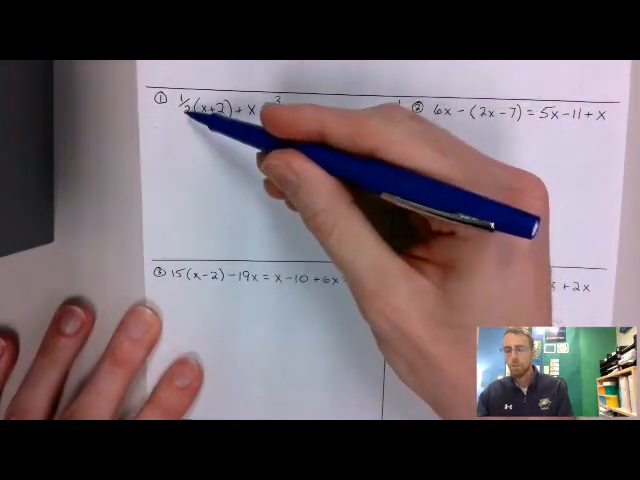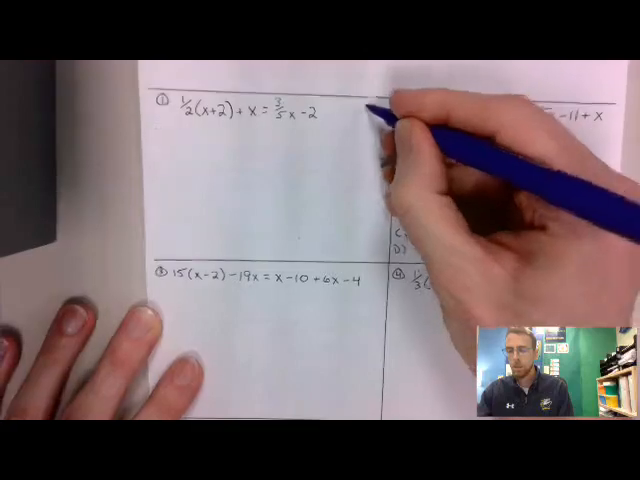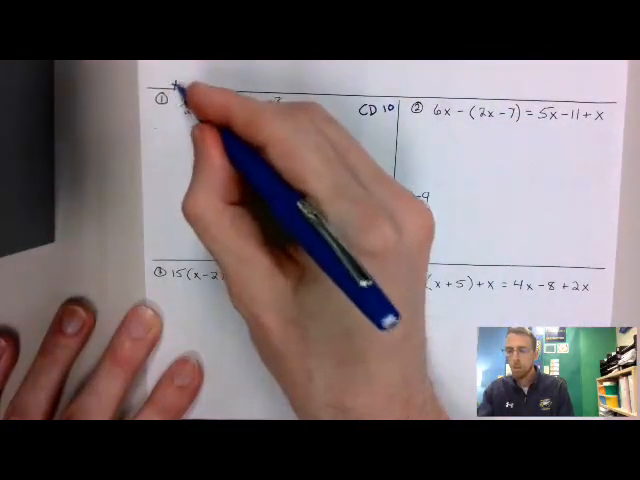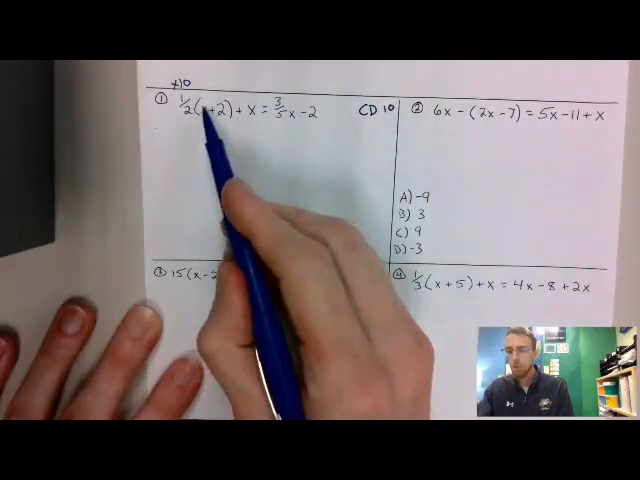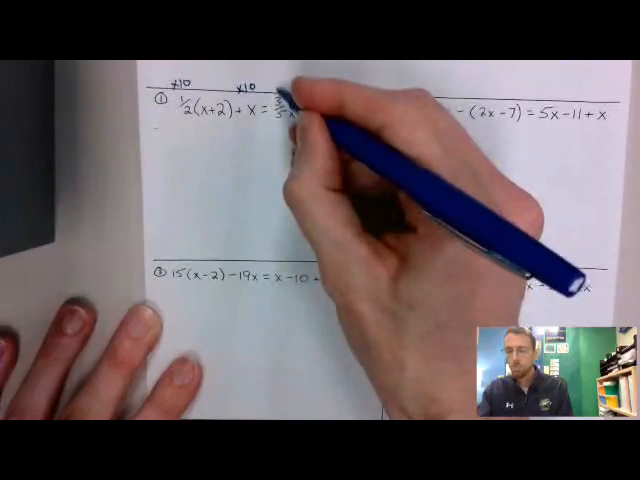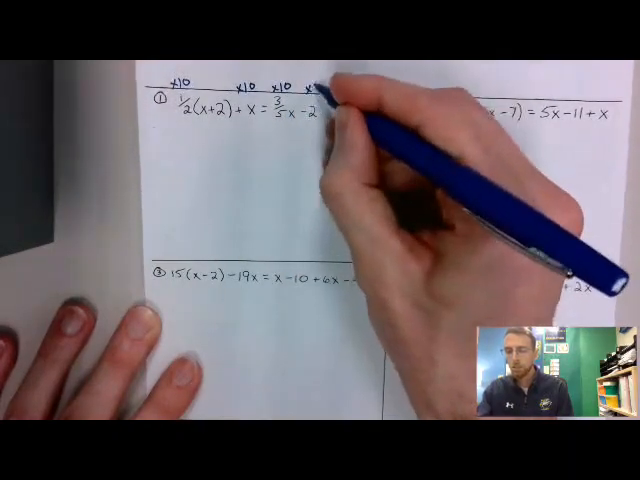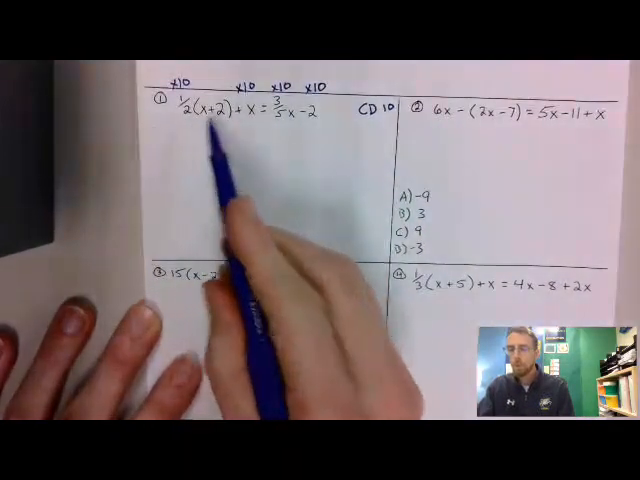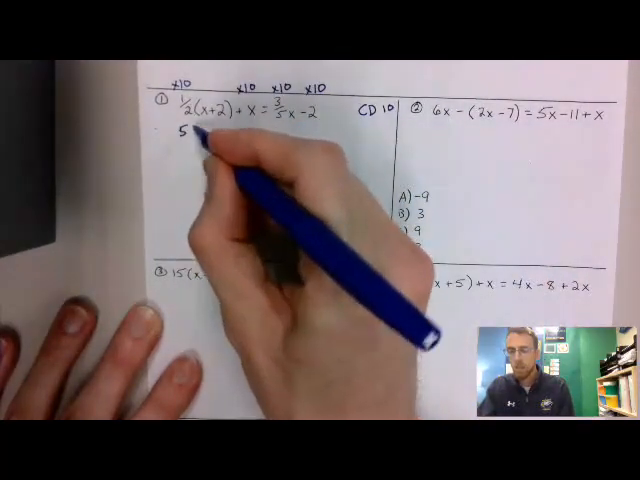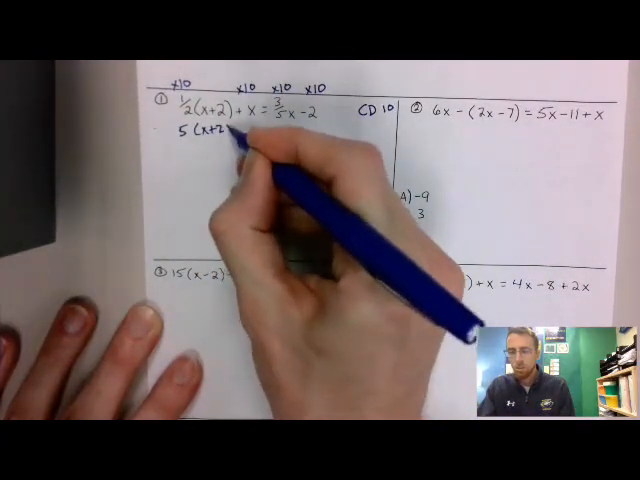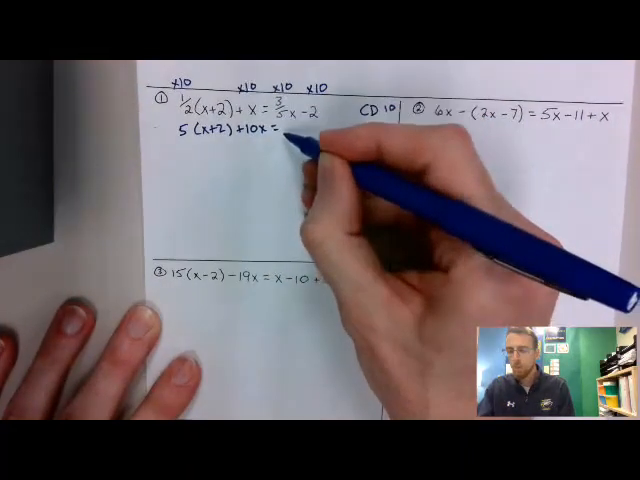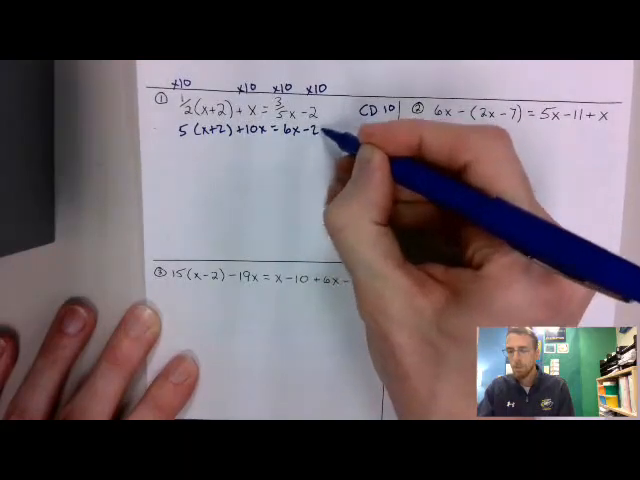So we look here, we have a 2 and a 5, and the common denominator is 10. So everything gets multiplied by 10 except this. It has a shield around it, so it's protected. This gets multiplied by 10, this gets multiplied by 10, and so does this. So we're trying to get rid of the fractions before we jump into any of the steps. So this becomes 5 times (x plus 2), plus 10x equals 30 divided by 5, 6x minus 20.